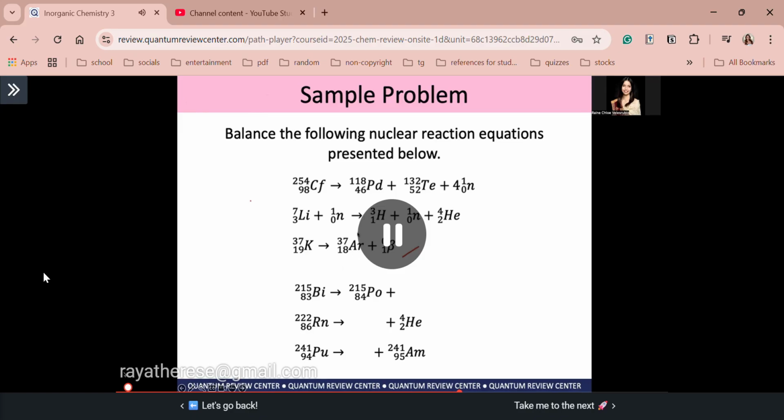Okay? Again, all you have to do is balance. Okay? And another technique, of course, is sinabi kong change in A and Z. So, again, yung A is unchanged. Tapos si Z naman, decreased by 1. And that corresponds to the positron emission. Kaya nag-add ako ng positron.